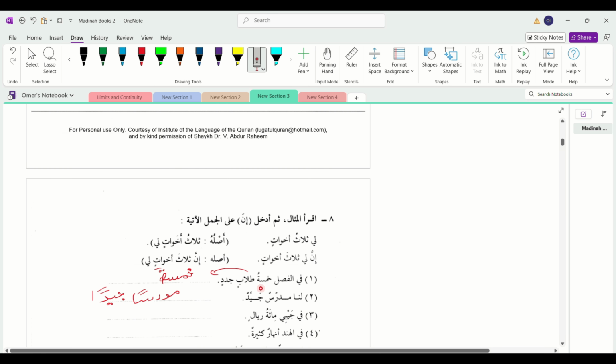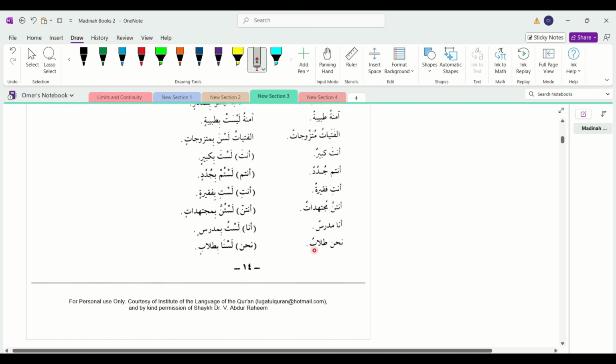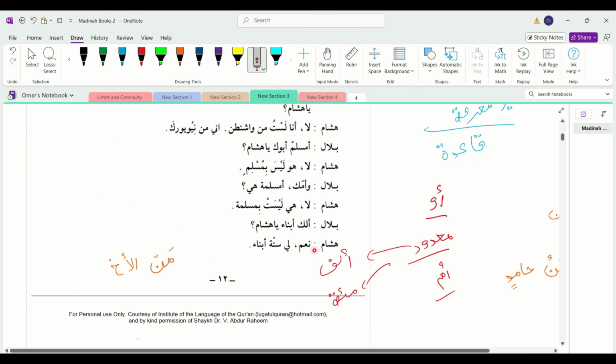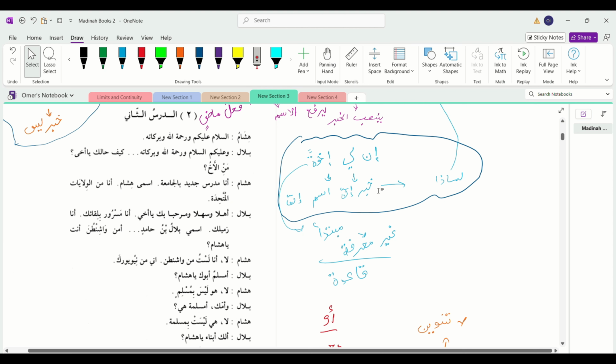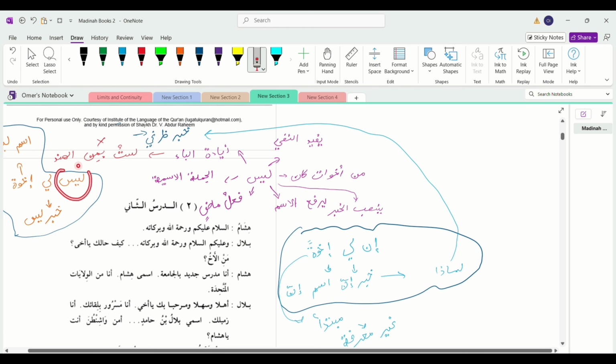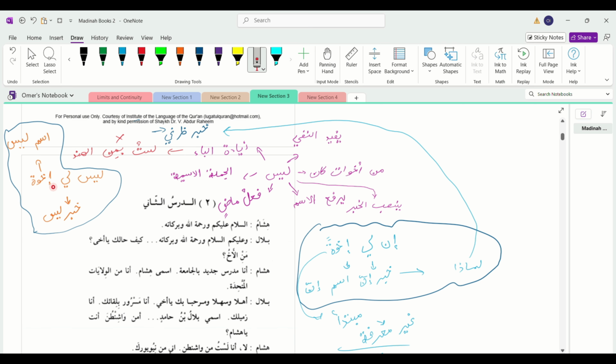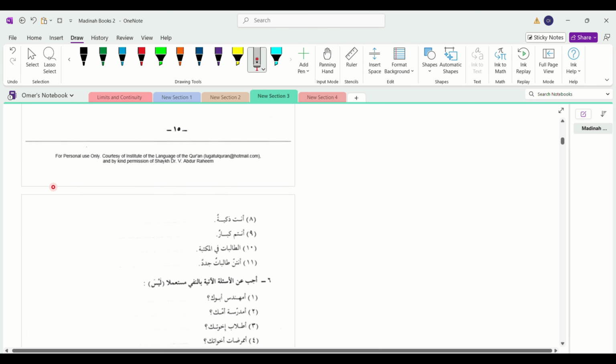اقرأ المثال ثم أدخل إن على الجمل الآتية. Read the example and then add inna on the following sentences. So this exercise is very, very important since it contains the confusing rule of the khabar zarfi, and any mubtada that comes after it, since it's غير معرفة and it's khabar zarfi. And same is the case with laysa. So this is the case with ليس and inna both, but in this scenario you have to do it with inna.